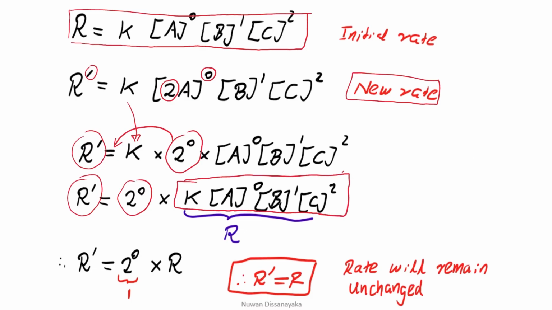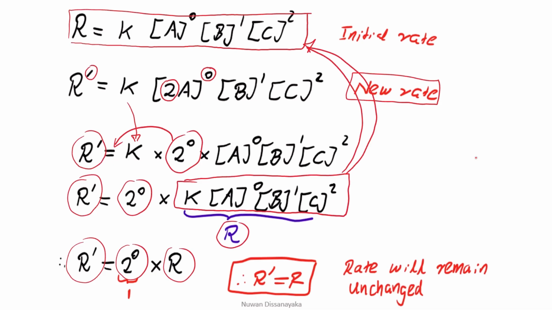Can you see this and this equation are the same? So that means this part represents the initial rate. So we can say that the new rate is equal to 2 to the power 0 times the initial rate. 2 to the power 0, anything to the power 0 is 1.